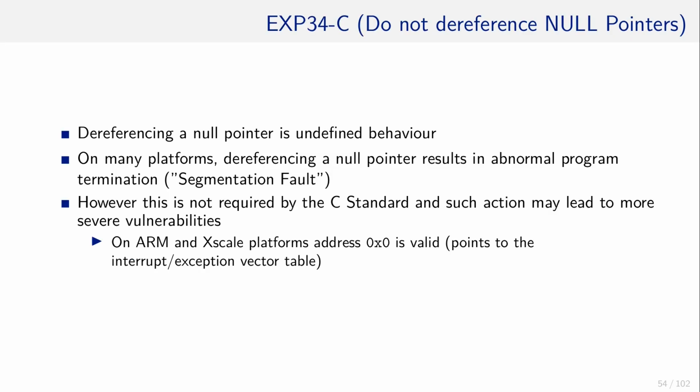Rule EXP34C is all about dereferencing null pointers. It is good coding practice to handle the memory management properly and not to rely on the compiler. For instance, if memory has been allocated on the heap using the malloc call, it is good code practice to free that memory space and set the pointer to null if it's not required any longer.